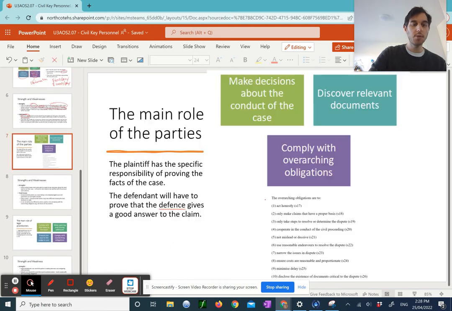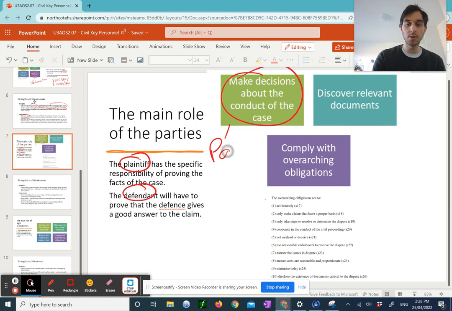So let's start with the main role of the parties. You've got two parties to a civil case. You've got the plaintiff, who are the party bringing the case or claiming that someone has done something wrong. And then you've got the defendant, who are saying, no, I didn't do anything wrong. And their main role, first of all, is to make decisions about the conduct of the case. And we call this party control.